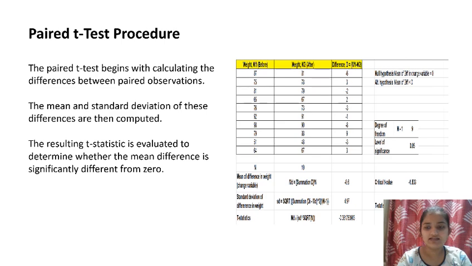Paired t-test procedure. The paired t-test begins with calculating the difference between paired observations. The mean and standard deviation of these differences are then computed. The resulting t-statistic is evaluated to determine whether the mean difference is significantly different from zero. Here is an example as shown in the figure.